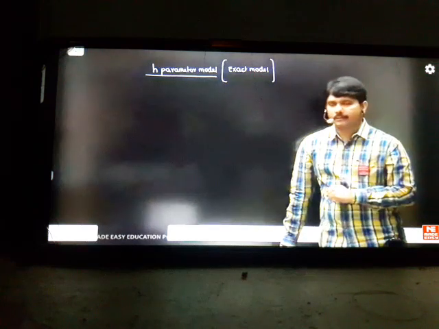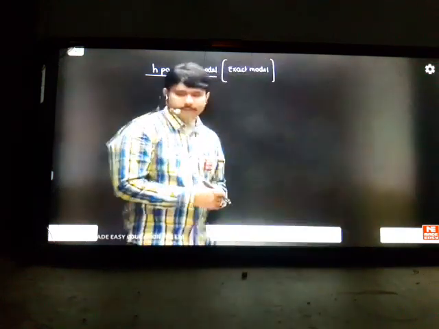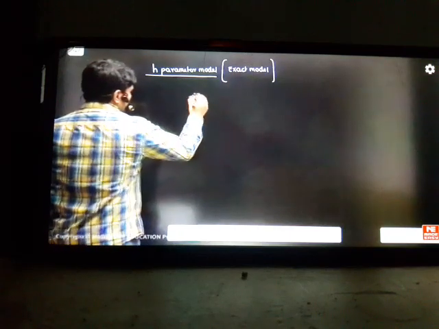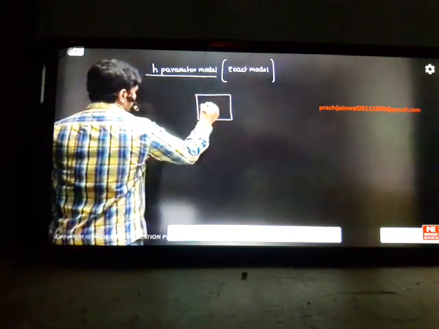Approximate we will do afterwards. First the exact model, how to do the analysis. It gives 100% accurate results. That is called the exact model. Try to see, the 100% accurate model is this one. So you have a BJT like this with you. This is the BJT I have taken, bipolar junction transistor.